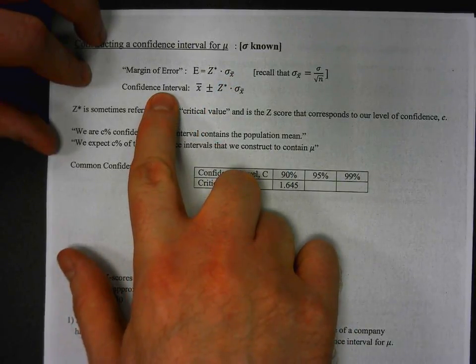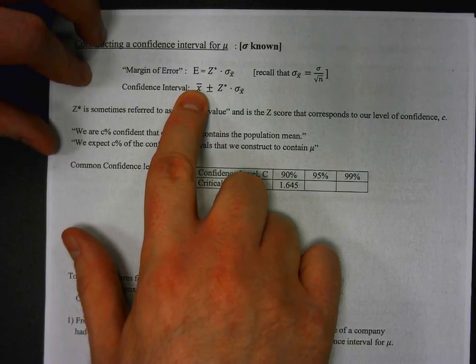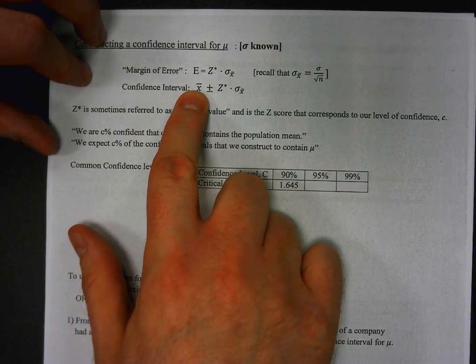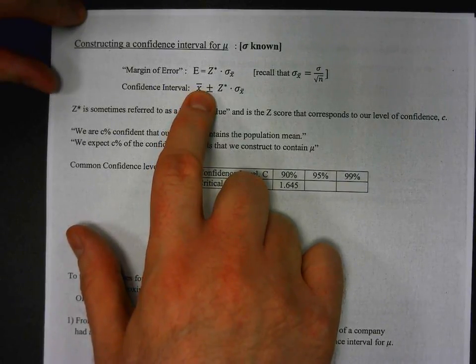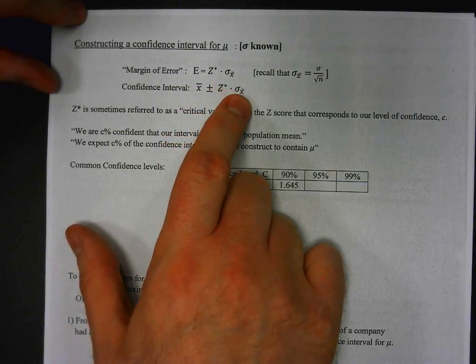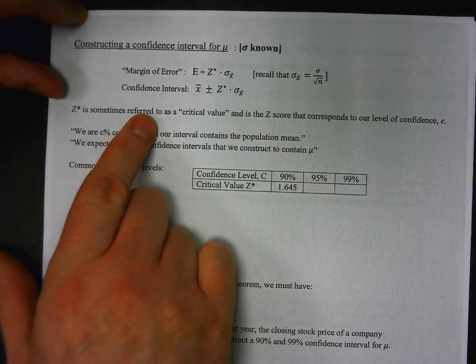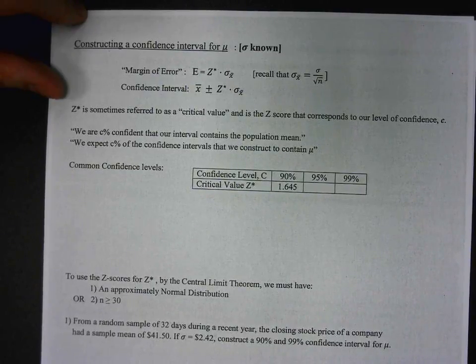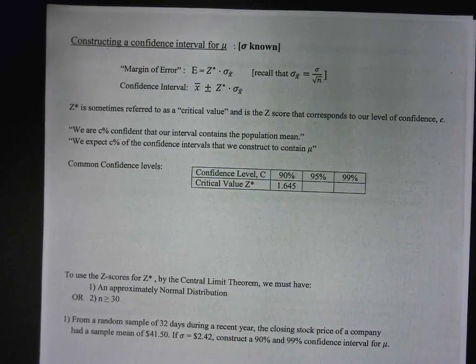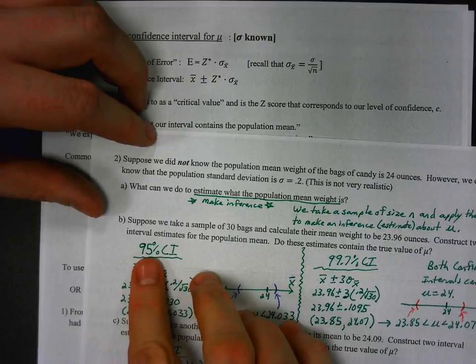And our confidence interval itself is our x bar, which is our sample mean. So we're going to take a sample of size n, find the mean of those samples, and then add or subtract Z star times sigma sub x bar. Z star is sometimes referred to as a critical value, and it's a Z-score that corresponds to our level of confidence C.